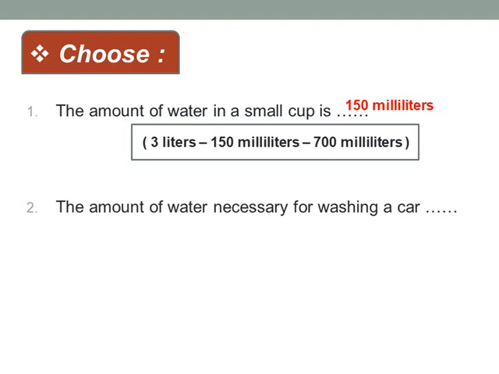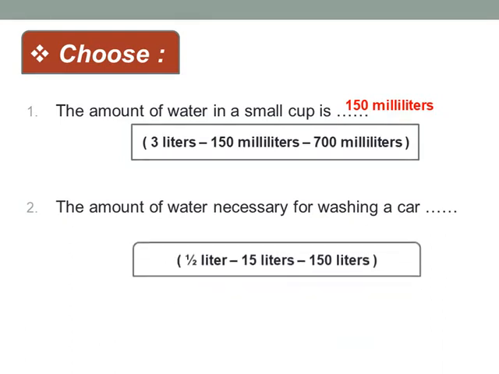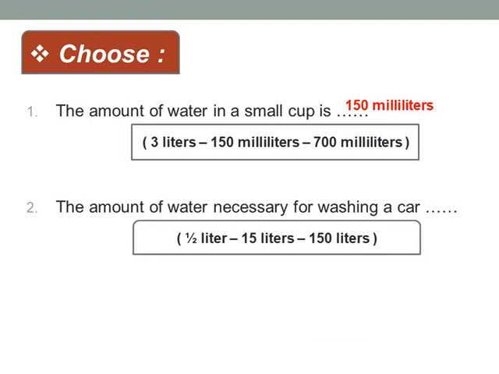Number 2, the amount of water necessary for washing a car: half liter, 15 liters, or 150 liters. Okay, let's think. The first, half liter, I can't choose, because half liter equals 500 milliliters, and 500 milliliters is a small amount of water. It's not enough for washing a car. And 150 liters is a big amount for washing a car. So we will choose 15 liters.